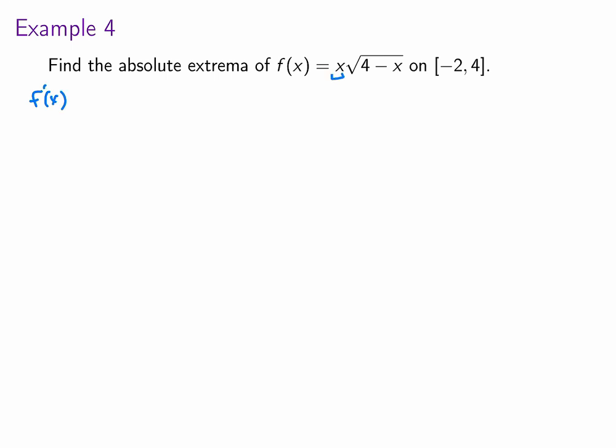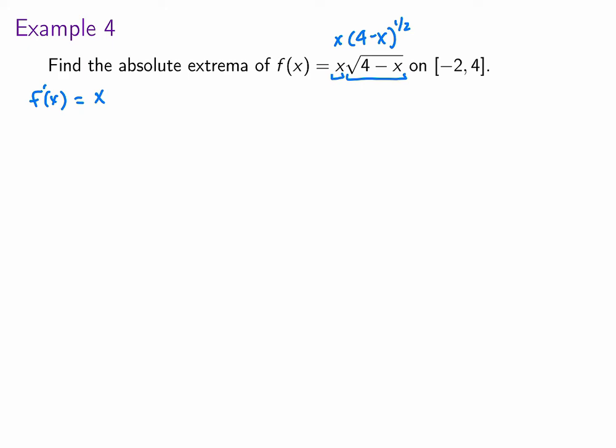And I notice here I am going to need a product rule because I have two things multiplied times each other. So I'm also going to go ahead and rewrite this as x times 4 minus x to the half. That's going to help me find that derivative of that second piece. And I notice I'm going to need a chain rule on that as well.